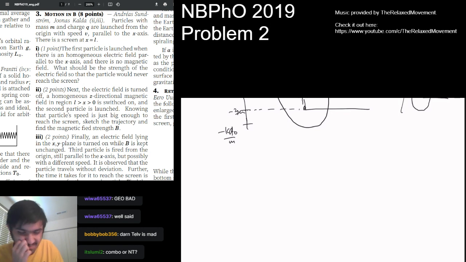Combo or NT. I like all of ACN equally. They all feel like the same subject. They all feel like real math, whereas geometry just feels like a sore thumb. It feels unnatural and out of place. But everything else just feels like math. Everything else is just like math. Geometry is just like something else.